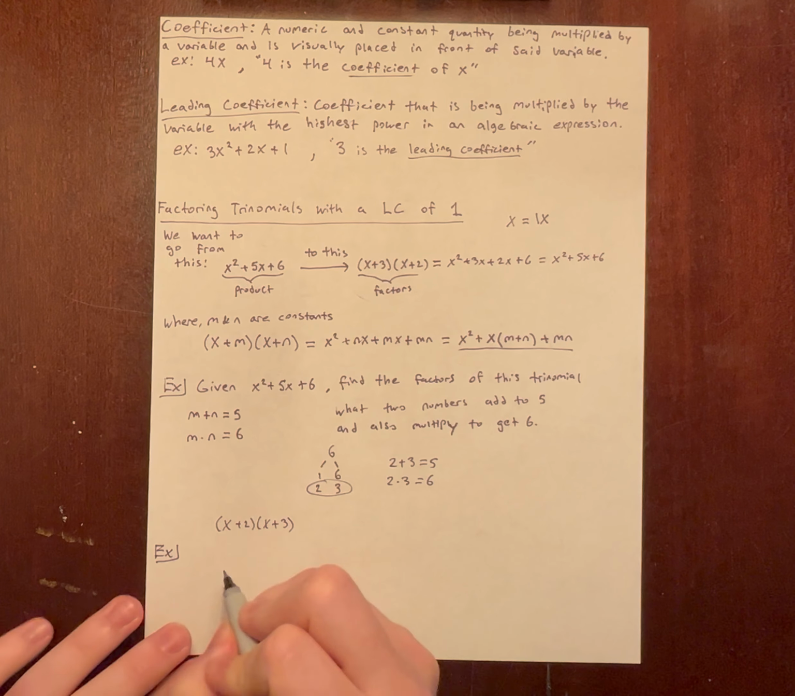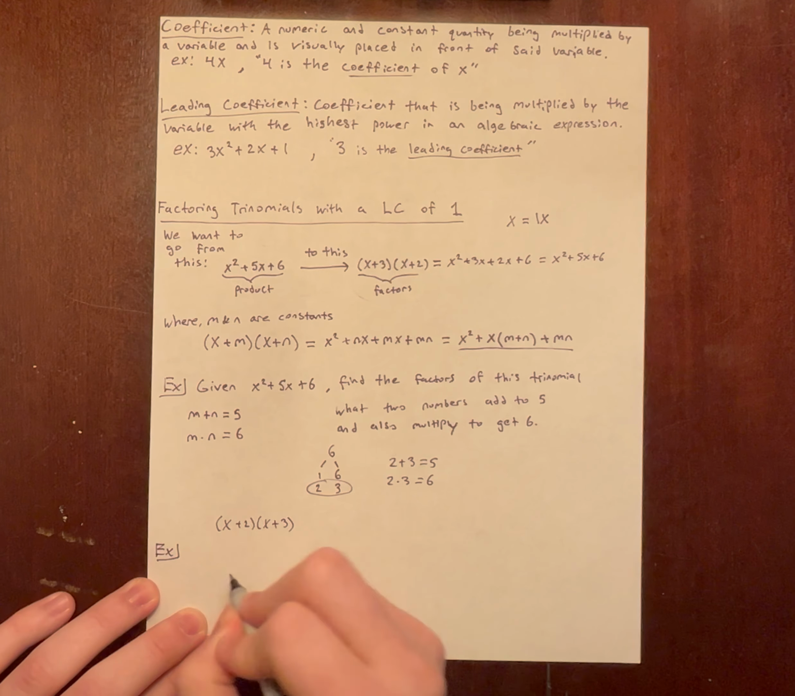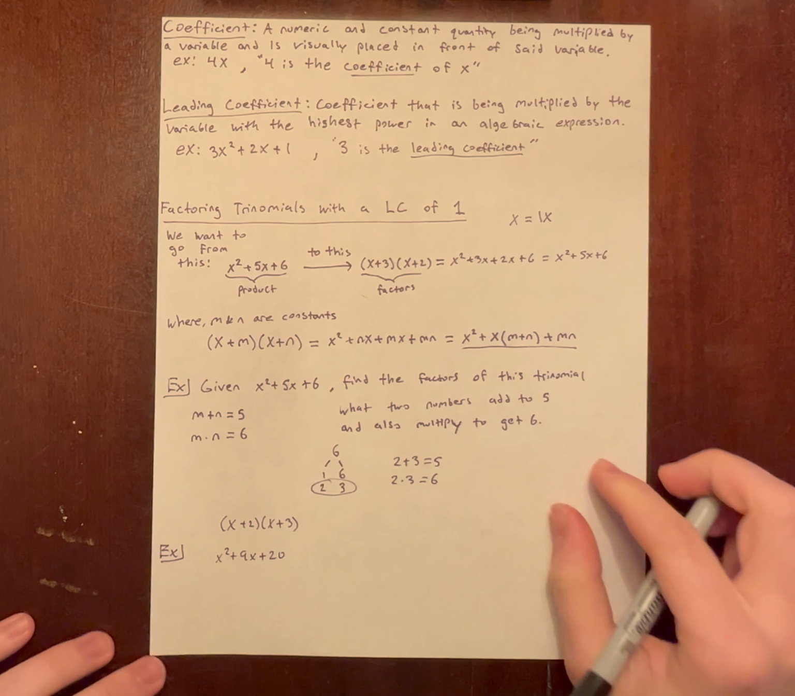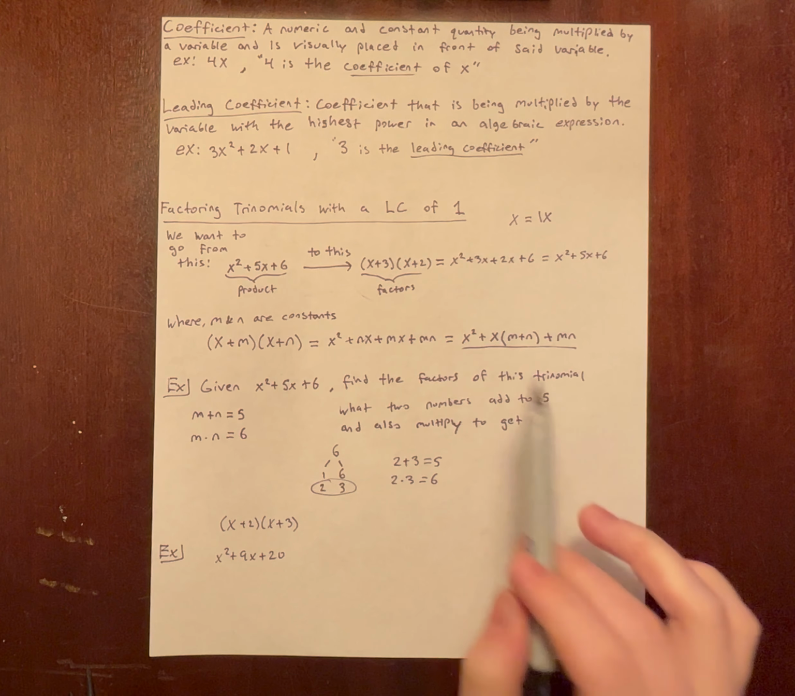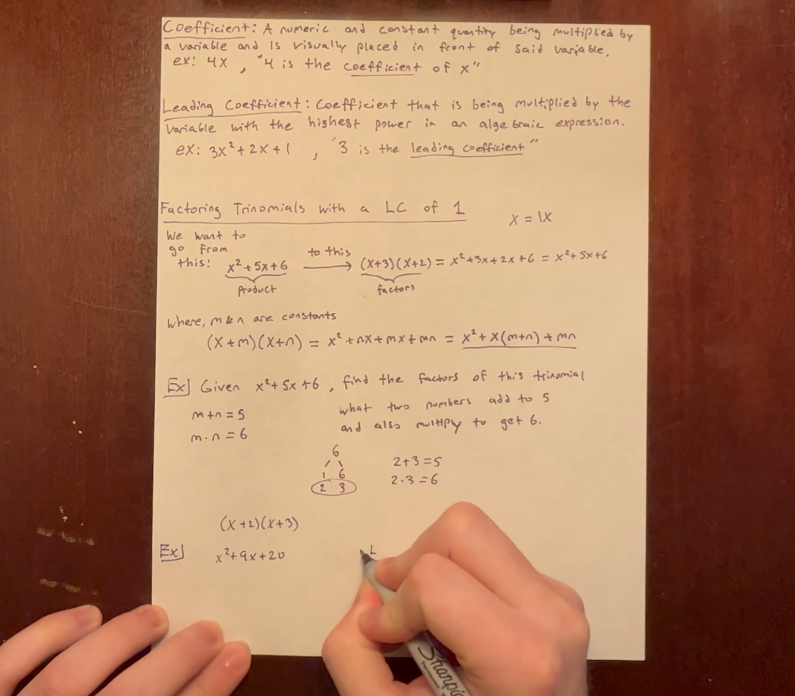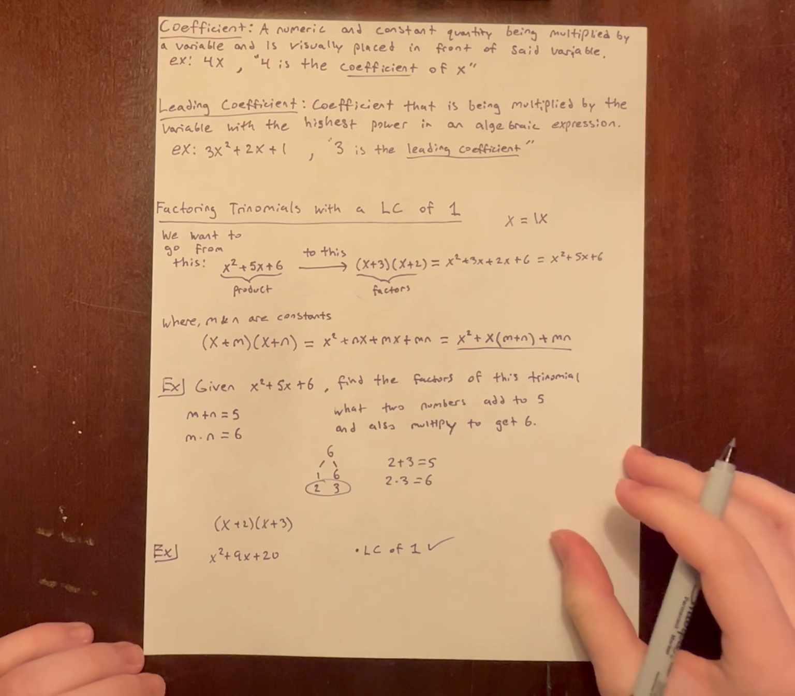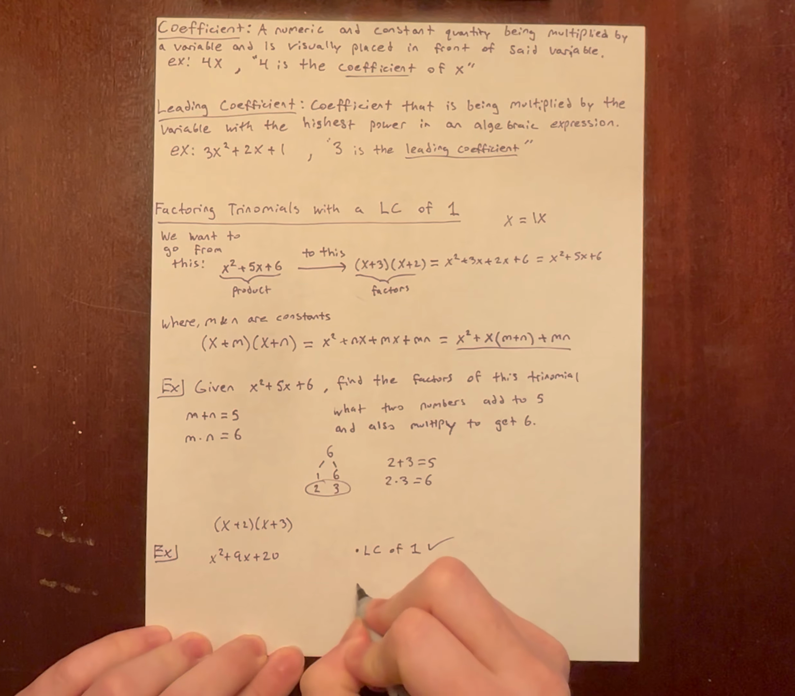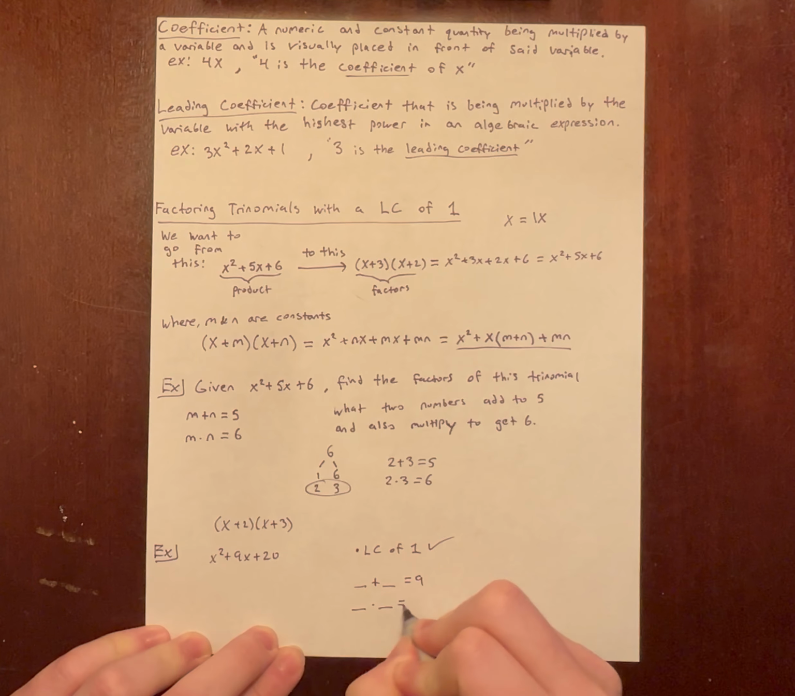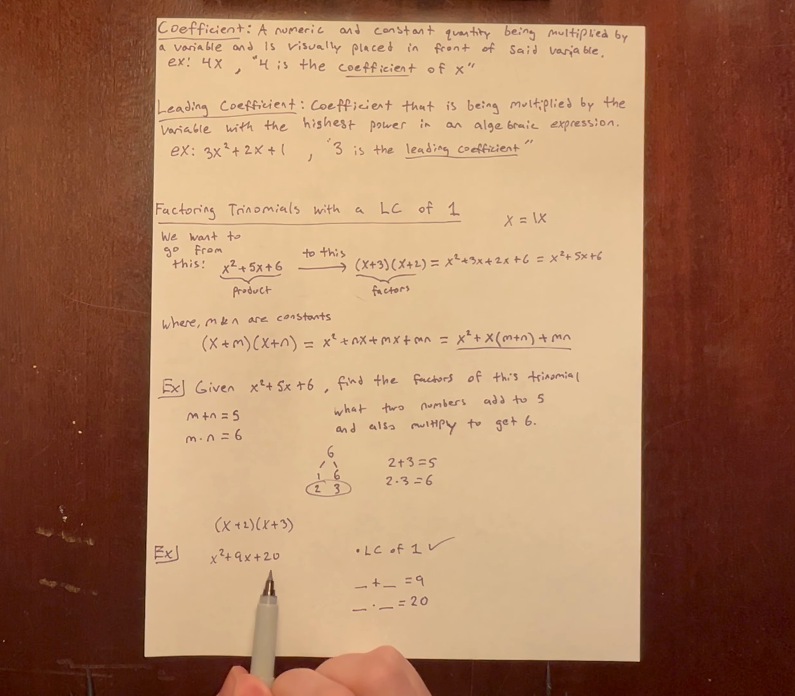Now, I'm going to say we have x squared plus 9x plus 20. So already, right off the bat, we already got all the logic out of the way from last time. So now we know that we have a leading coefficient of 1. So say a bulleted list, LC of 1, check, and that's literally all the checks you have to make. Now, find two numbers that add to 9 and the same two numbers that multiply to 20. So add to this number, multiply to this number.